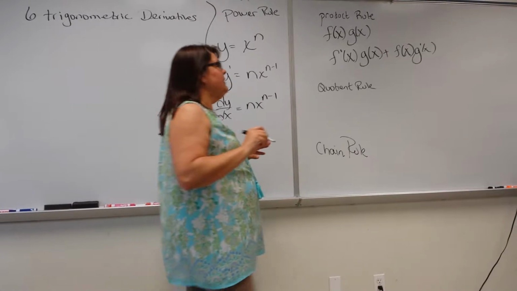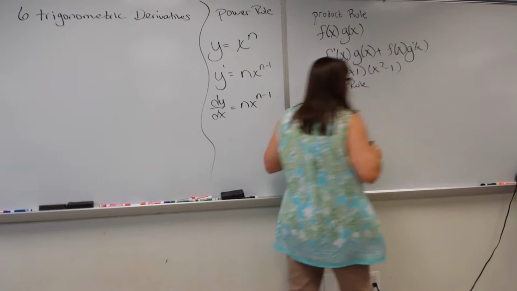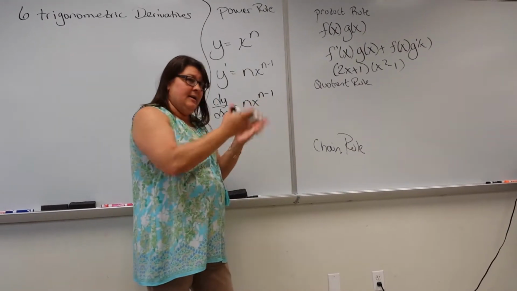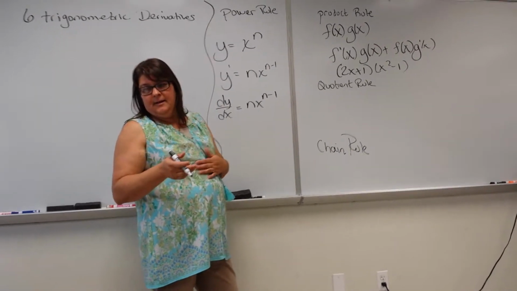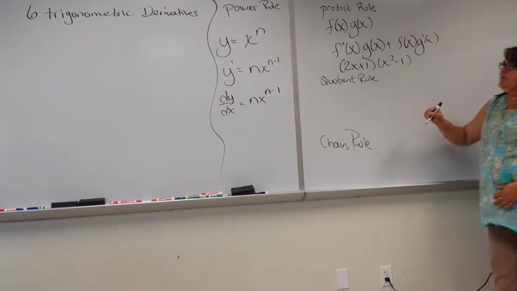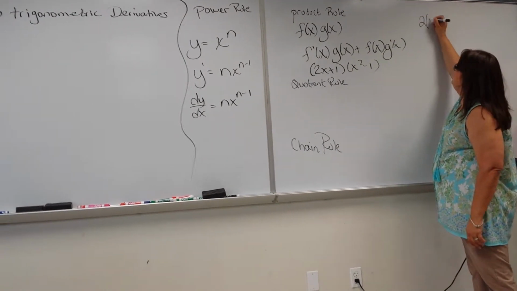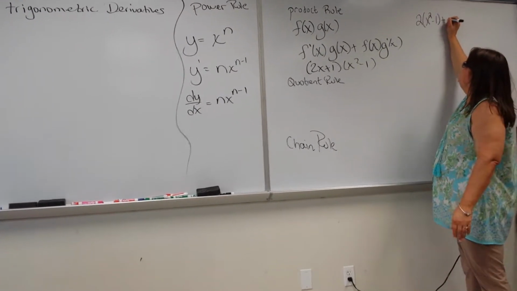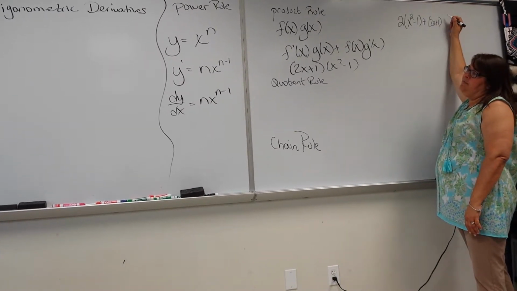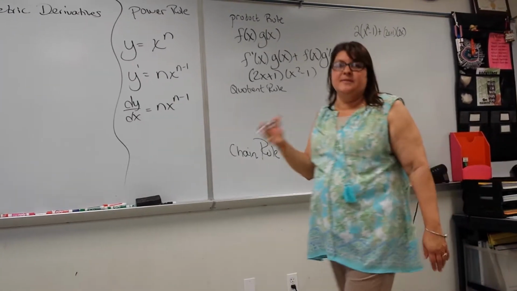So let's say we have 2x plus 1 and x squared minus 1 as my two completely separate functions. I call f of x the first thing, and g of x the second thing. If I'm using the product rule, the derivative of the first would be 2, times the second as it is, plus the first, 2x plus 1, times the derivative of the second, 2x. At that point, the calculus of the problem is complete.